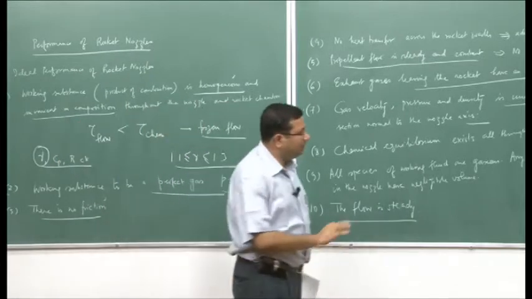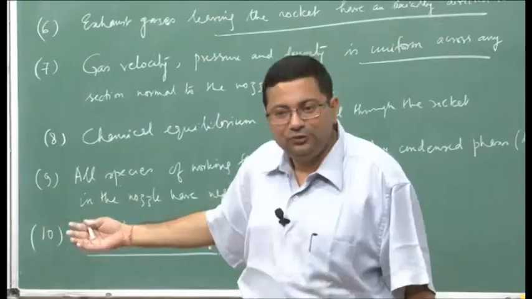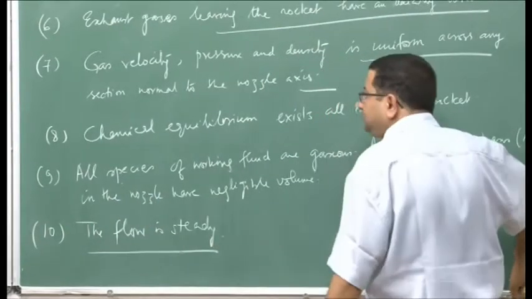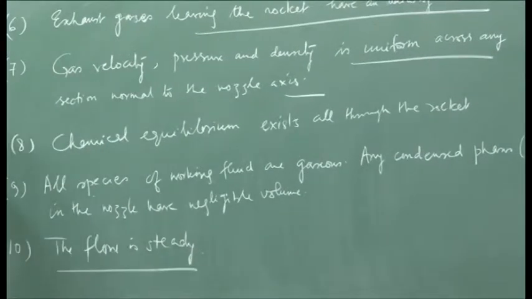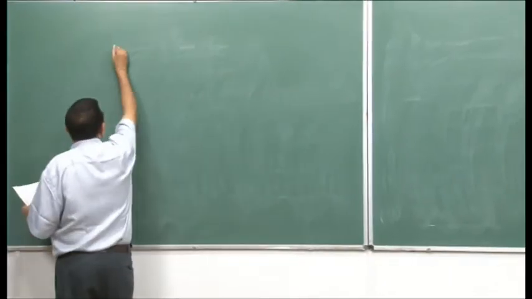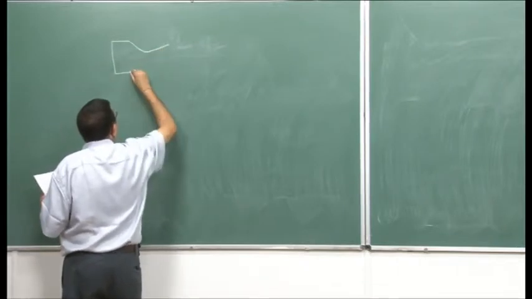So, I have listed the assumptions, I have discussed the validity of these assumptions. Now, let us go to the actual performance estimations. Before we do that, we will now define some parameters. Next, we will go to the performance by defining some parameters which will be useful in estimation of the performance. Let us consider a rocket first, given like this.